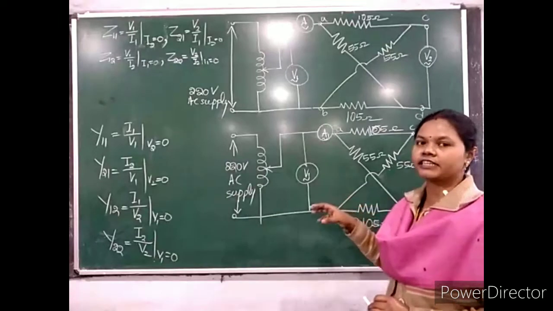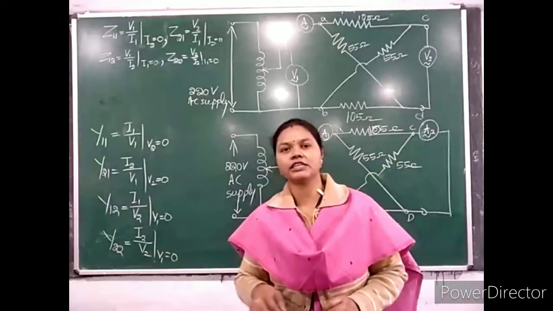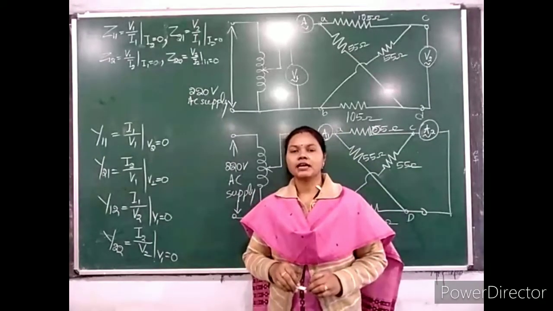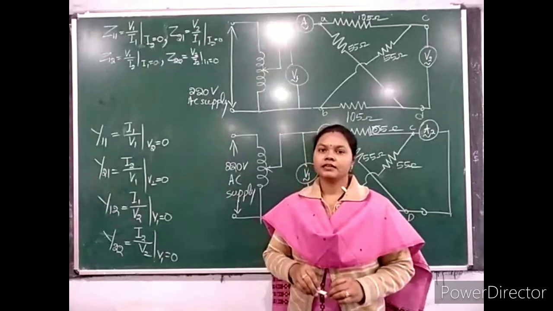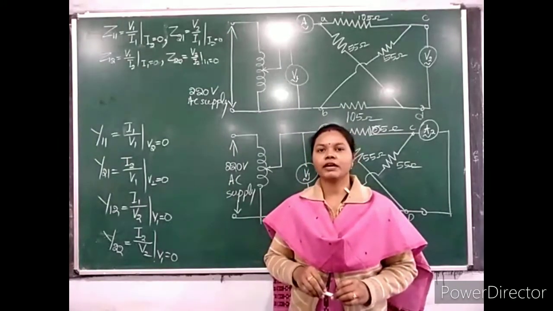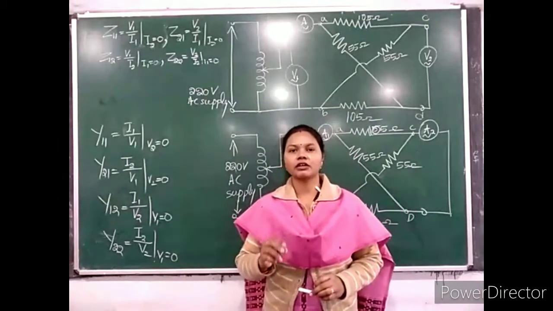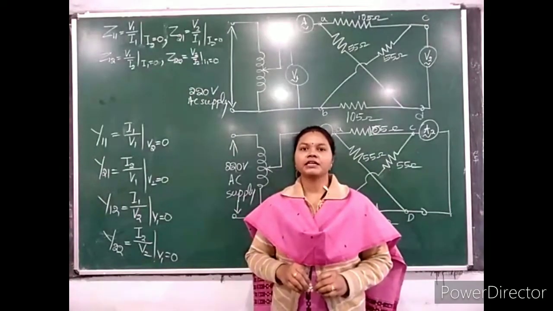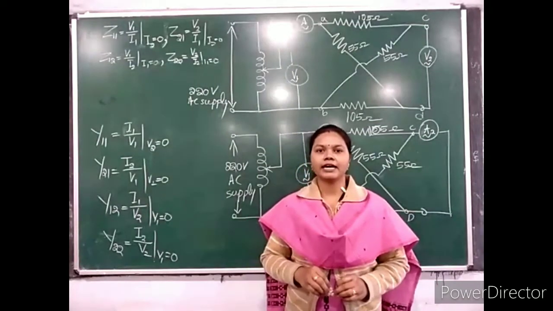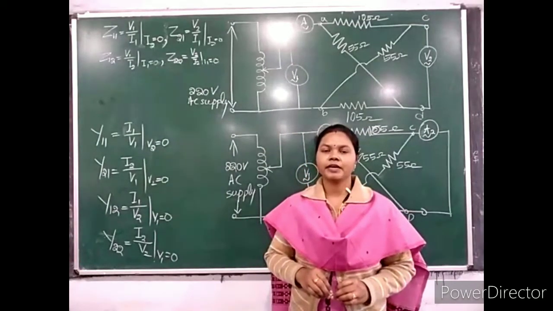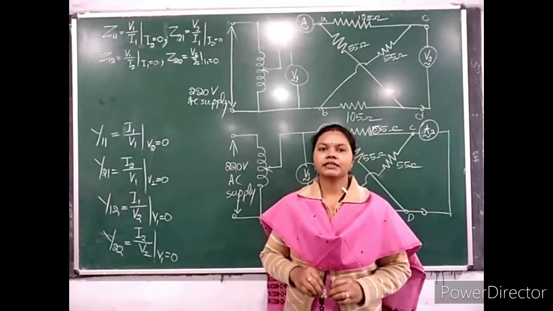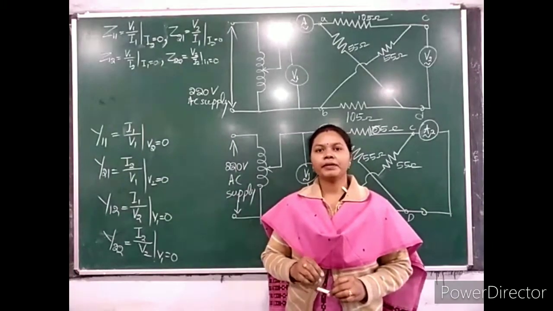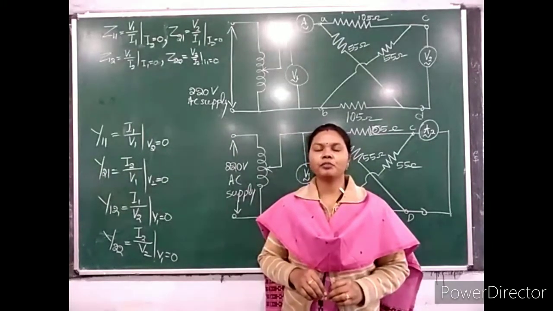Before starting the experiment, first we discuss what Z and Y parameters are. In the theory class, I explained briefly what Z parameters and Y parameters are. Here I just give the idea about them. Z parameter is known as the open circuit parameter because the Z parameters can be calculated by open circuiting either the input or output port.